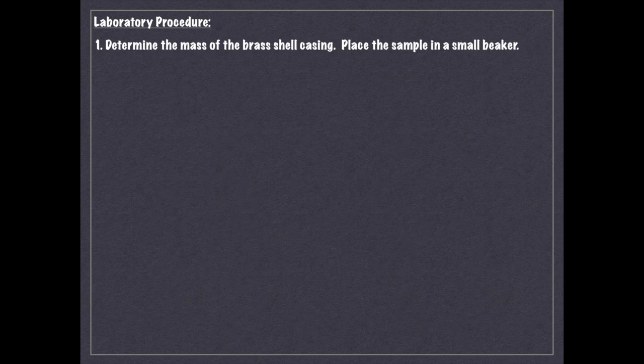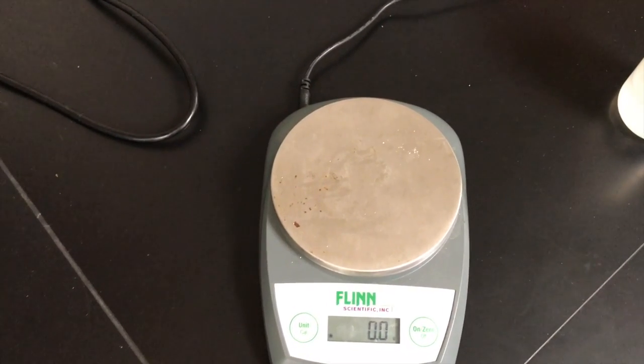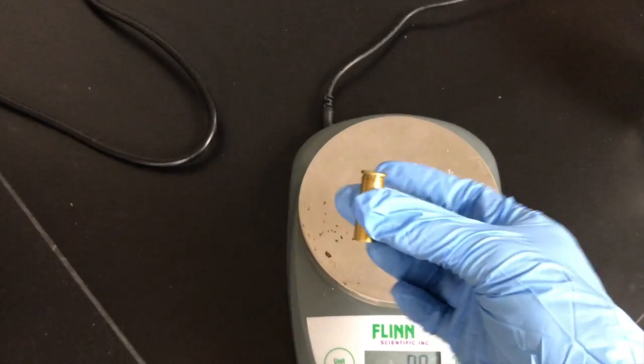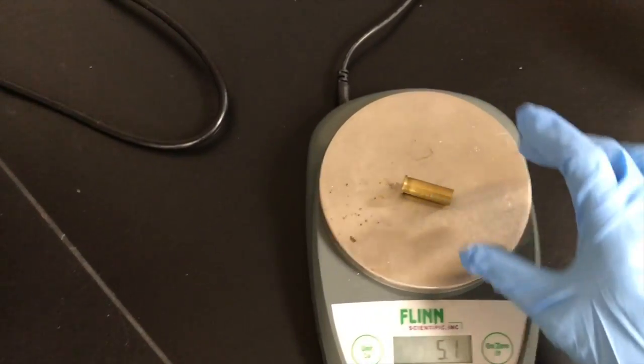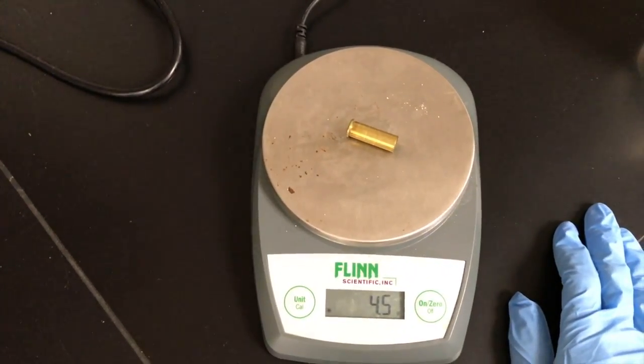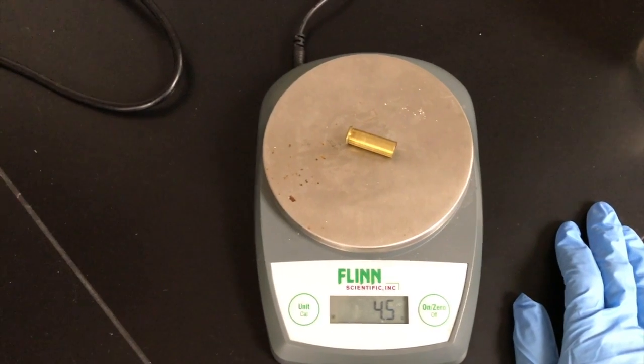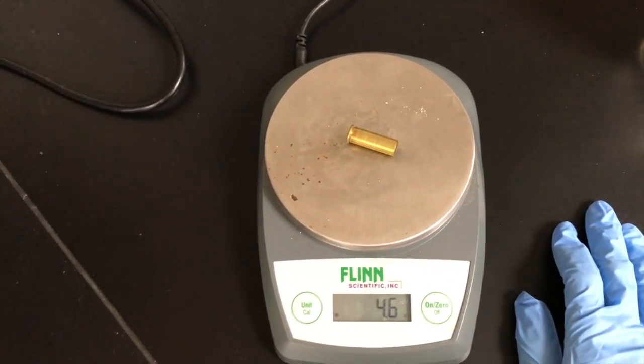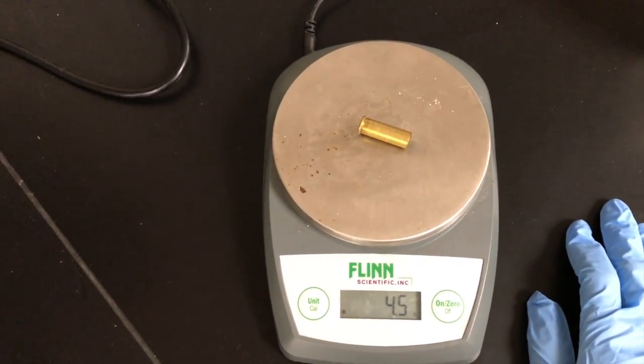So here's the laboratory procedure. Step 1, you're going to determine the mass of the brass shell casing, and then you're going to put it into a small beaker. So let me show you what that looks like. The first thing we're going to do is weigh your shell casing. So you're going to find the mass of it, and using that mass, you need to determine the volume of nitric acid that you need to add in order for all of it to react.